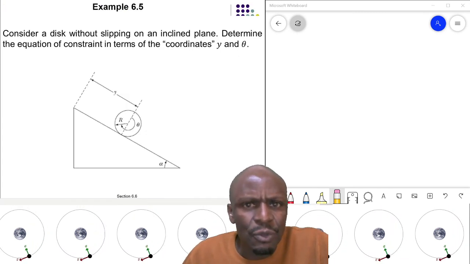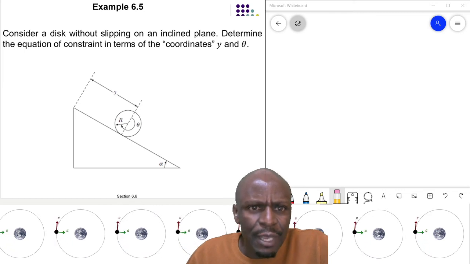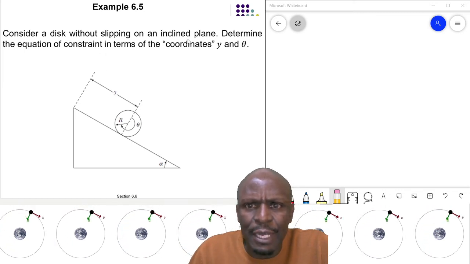Now let us just do the following example 6.5. Consider a disk rolling without slipping on an inclined plane.